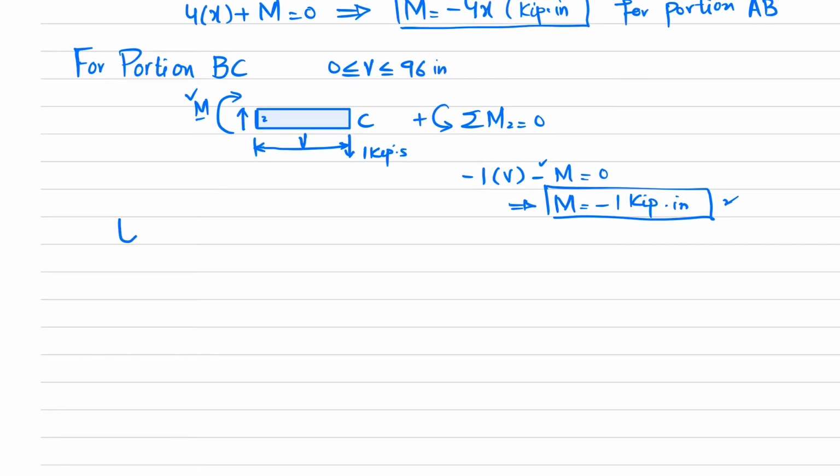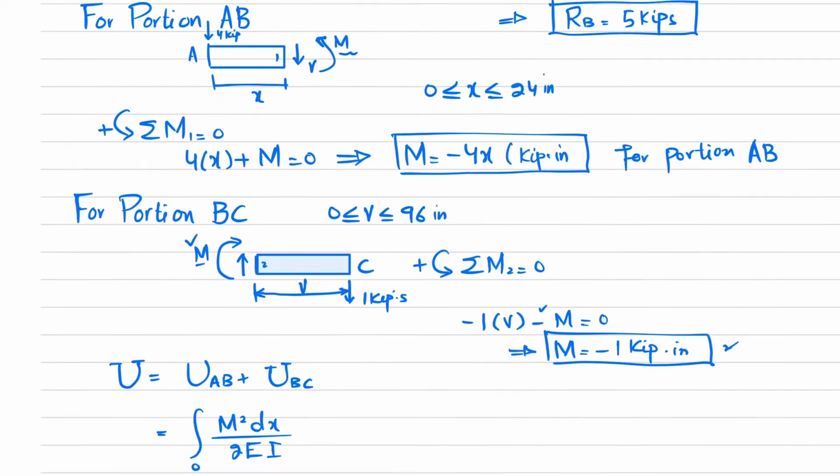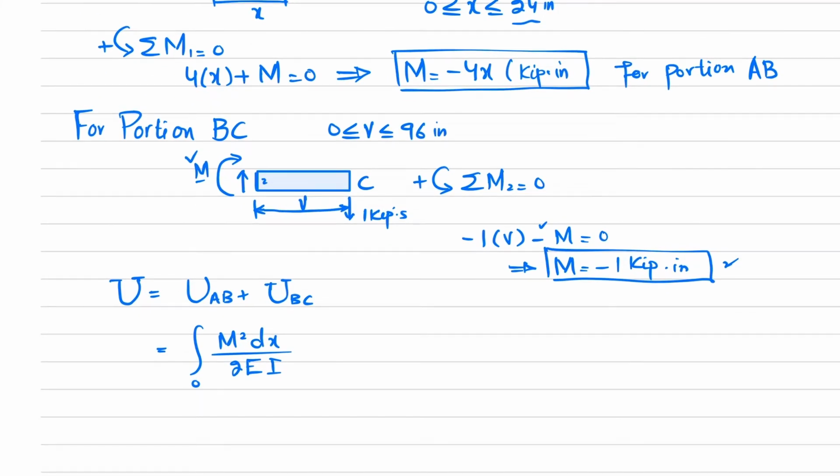Now we know that total strain energy is equal to strain energy in portion AB plus strain energy in portion BC. So you can just put the value: that is equal to integral of M squared dx over 2EI, and the limit will be 0 to 24 inch because this is 24, plus this will be equal to limit 0 to 96, and that will be M squared dv. This is 1v. Okay, 1v, over 2EI.